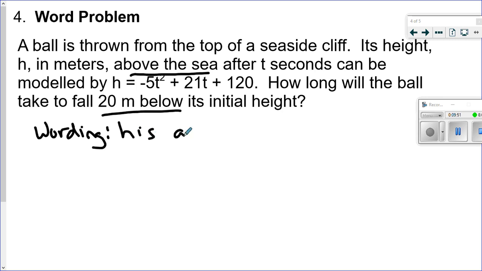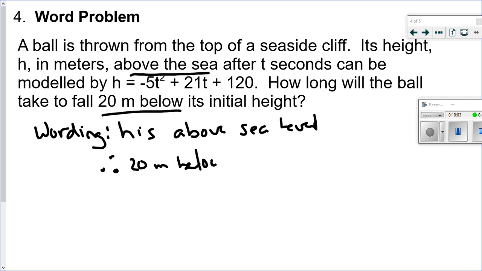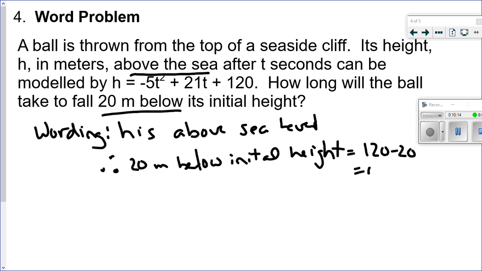H is above sea level. Therefore, 20 meters. Okay, so you got to pay attention to the wording sometimes.